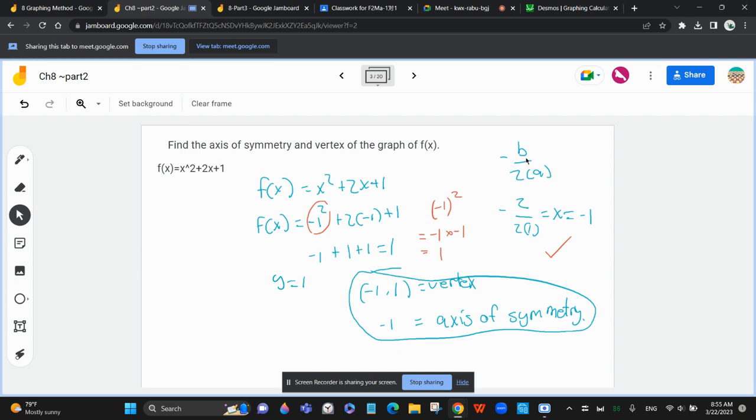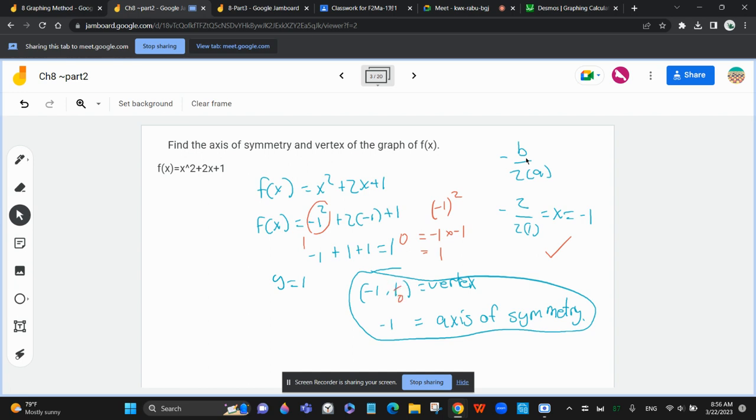Oh no, because it has a bracket, so it's different. The negative sign is multiplied 2 times. Okay, yeah, and so the y, this one plus 1 minus 2 is 0. So the y is 0. So the vertex is (-1, 0).